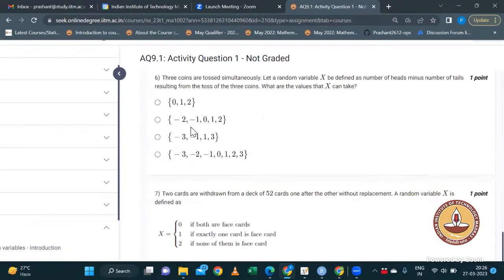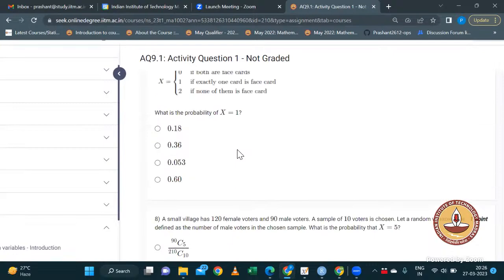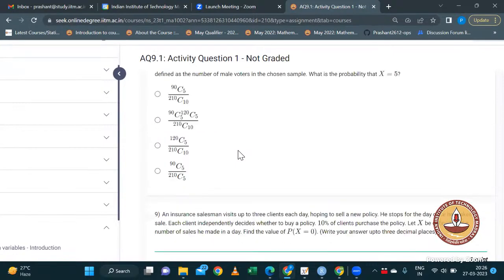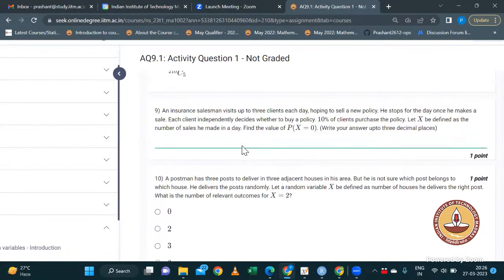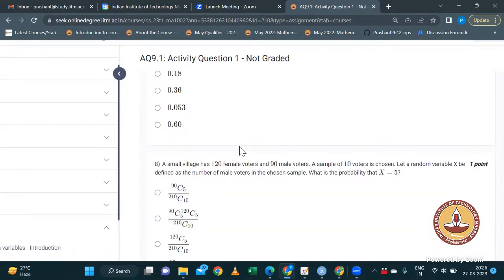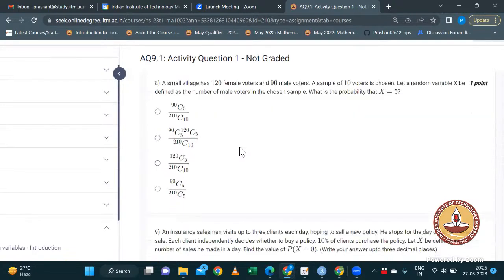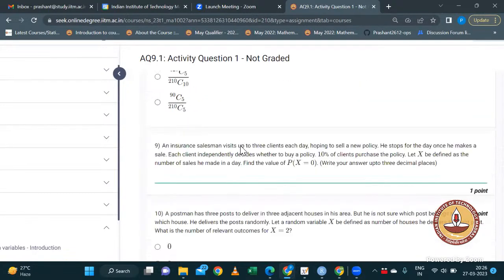What about question number 6? Negative 3, minus 1, 1, 3. Yeah, third option. Okay, so are all the questions clear, or should we do any question? If you have a doubt, we'll do it. Question number 9. Before that, is it okay for everyone? Yes, sir. Okay, so question number 9.